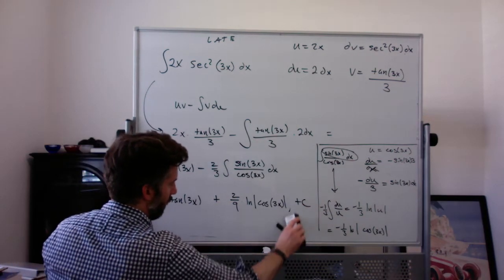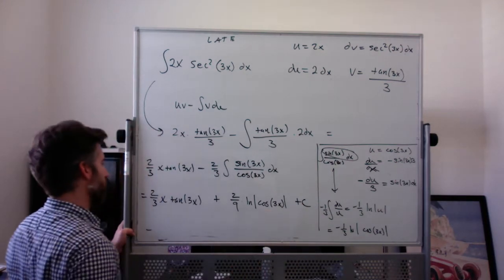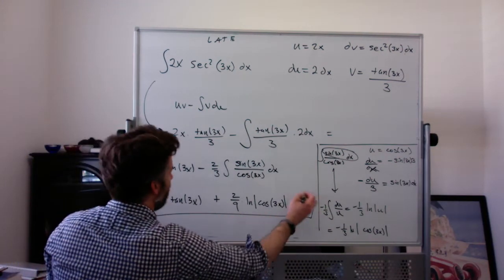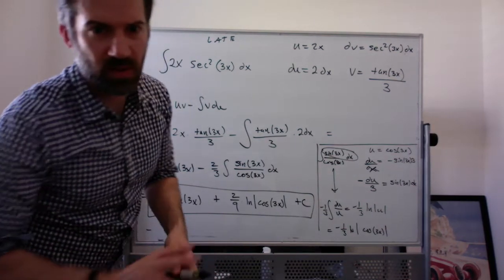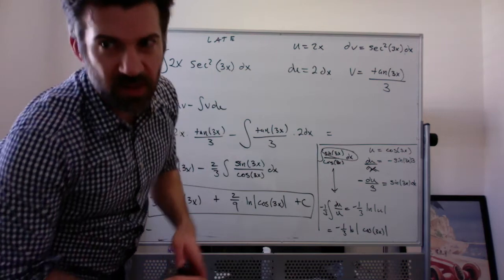Natural log of cosine of absolute value. Natural log of absolute value of cosine of 3x. This would be our answer. Yeah, you can totally factor out the 2, like you could have factored out the 2 in the beginning. Let's see what our time was here. Yeah, we can do the other problem on the other side.